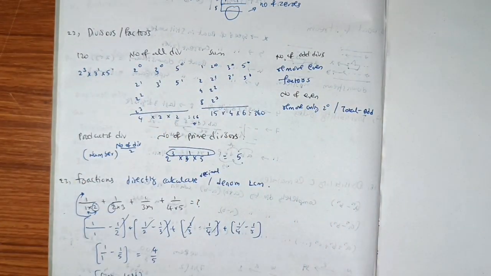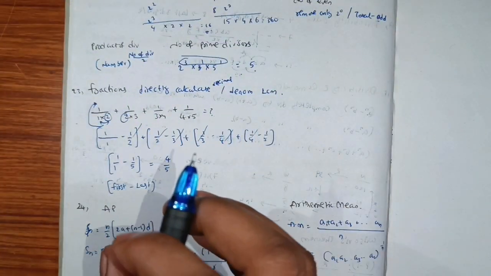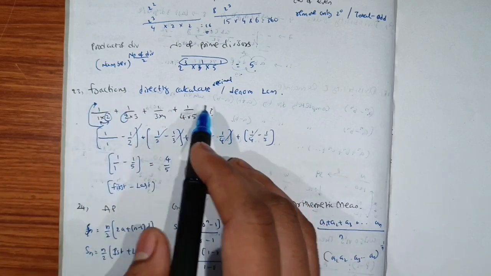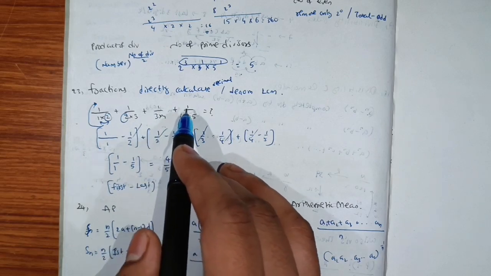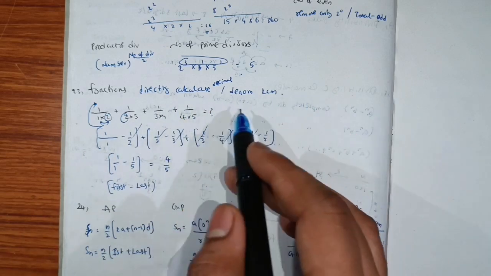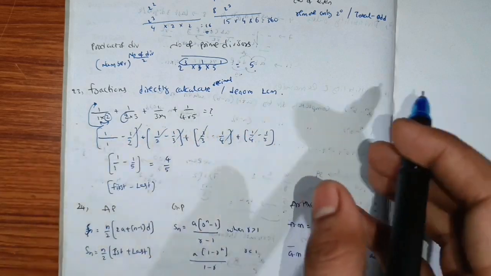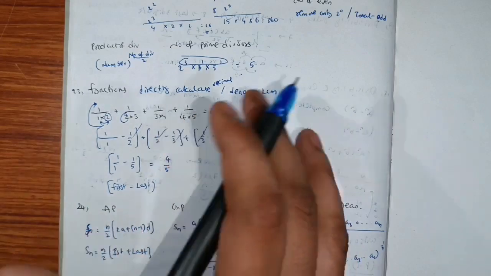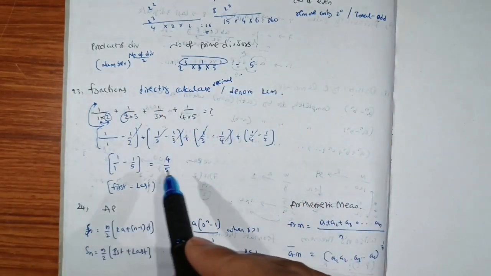Later we have seen the fractions. In the fractions we have seen the most important trick: if we have a series like 1 by 1 cross 2 plus 1 by 2 cross 3 plus 1 by 3 cross 4 plus 1 by 4 cross 5, and so on. Suppose we have written only this much, but there will be a long series. If we need to find the last value, then we have derived the trick from this only.